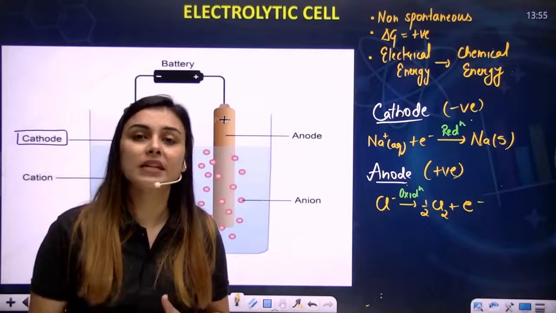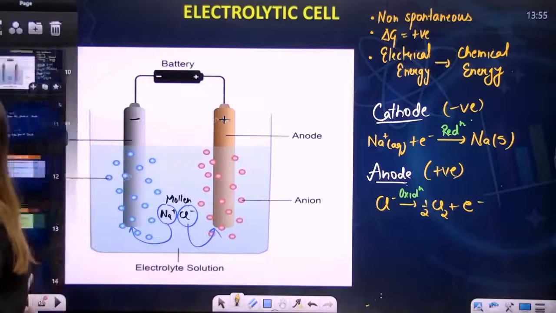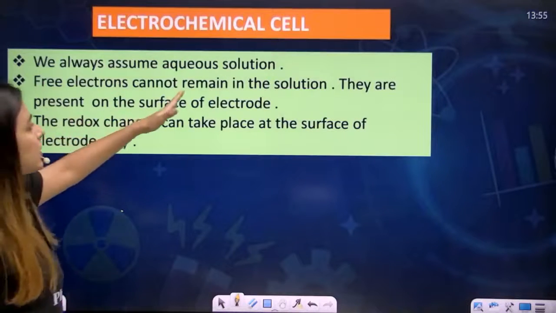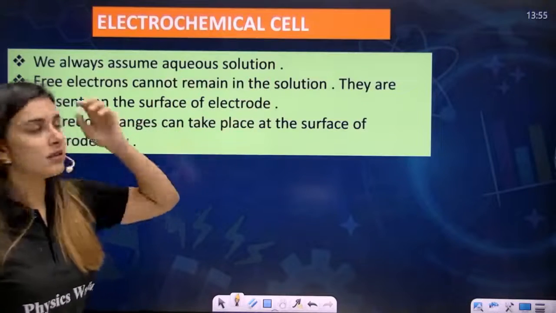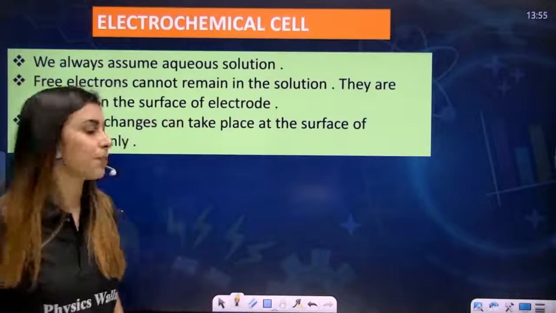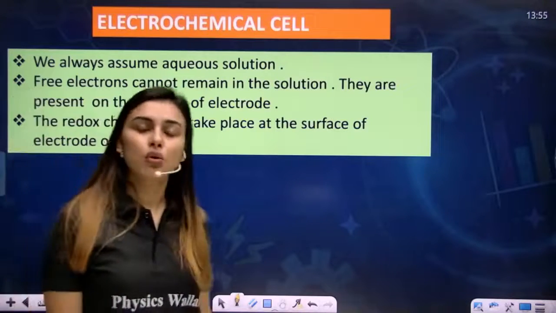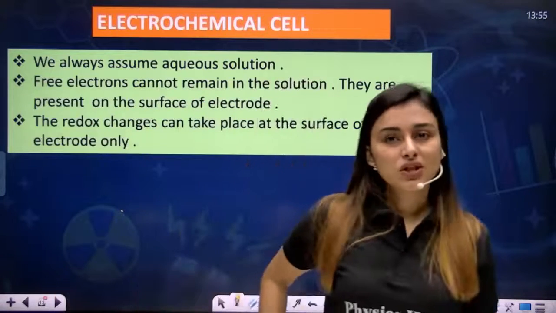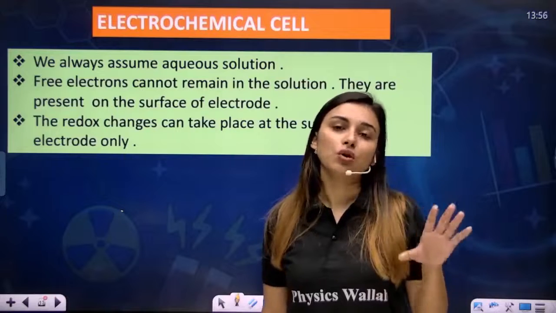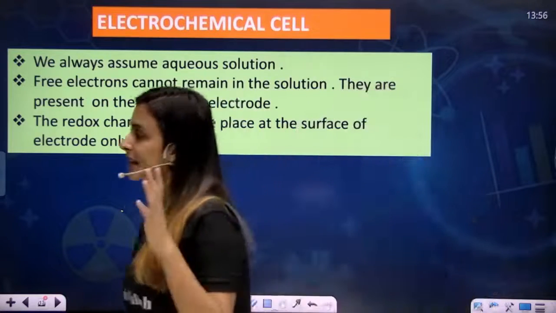It will always take place on the surface of the electrode. Okay, perfect. So this is the thing that is written here. Free electrons cannot remain in the solution. They are present on the surface of the electrode. The redox changes, that is your oxidation and reduction, actually take place on the surface of the electrode only. I hope it is clear with you. Perfect. If you want to write it, just write it and then we'll move forward.